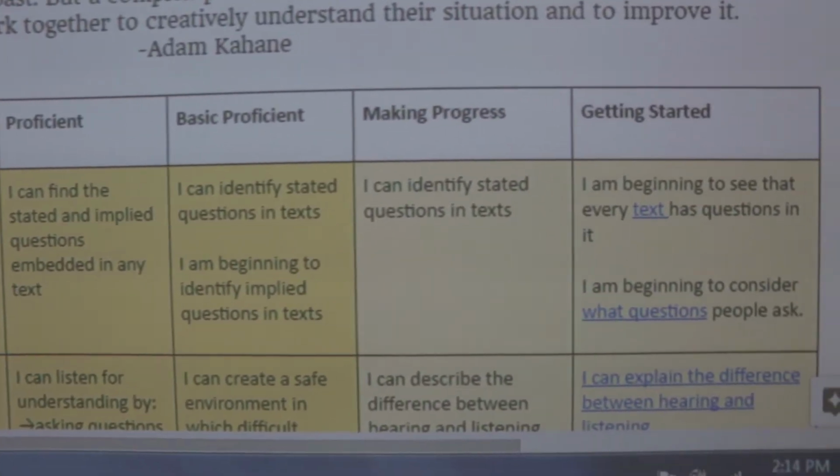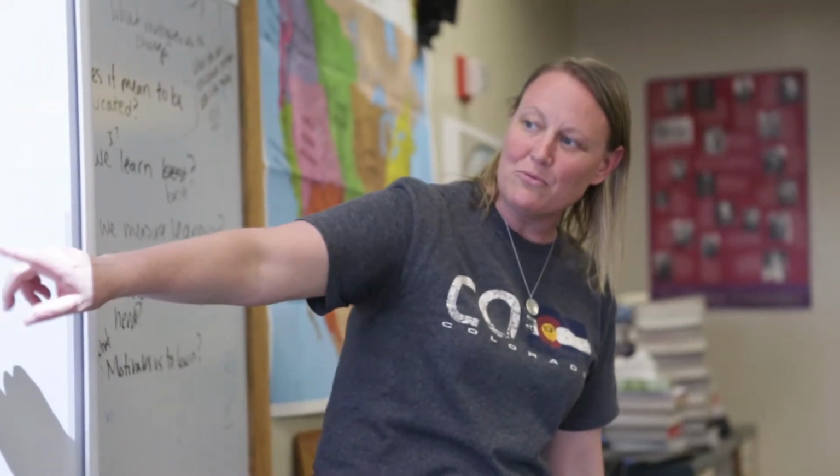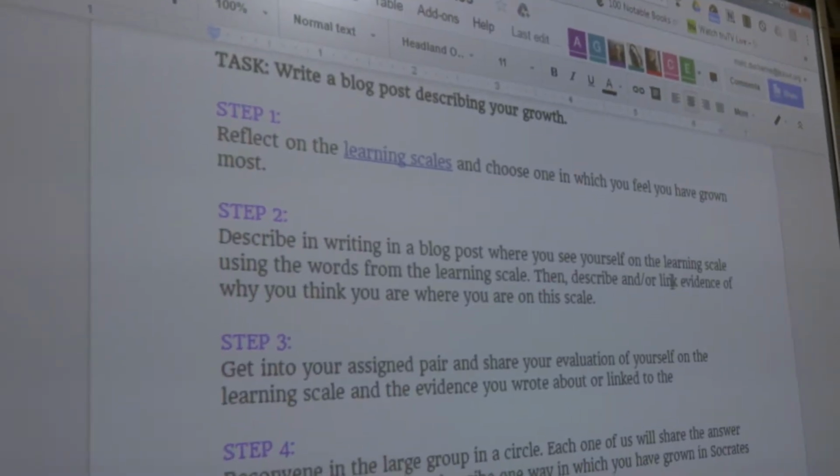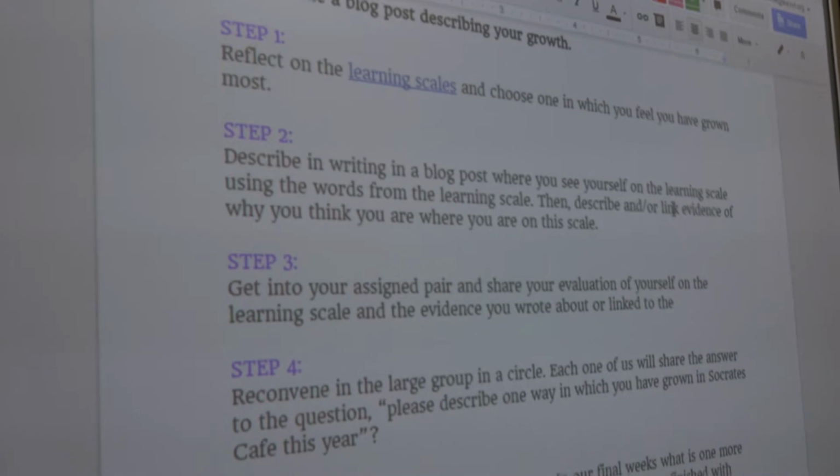And we were getting so much better, actually, or at least I was getting better at teaching all of the tiny little steps. Link evidence of why you're thinking where you are. Okay, so find evidence, and if you can't find them, you can ask, what are you using for evidence? Or you can call one of us over, okay? Step 3, you're gonna get into an assigned pair, and we're gonna do this to just mix people up. We'll do it by number after, to talk about how did you evaluate yourself, which one did you use, and then what did you use for evidence. And then the last piece is reconvening in the large group and sharing a little bit about, please describe one way in which you've grown in Socrates Cafe this year, okay?